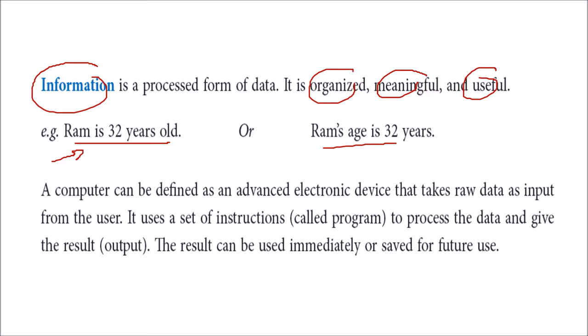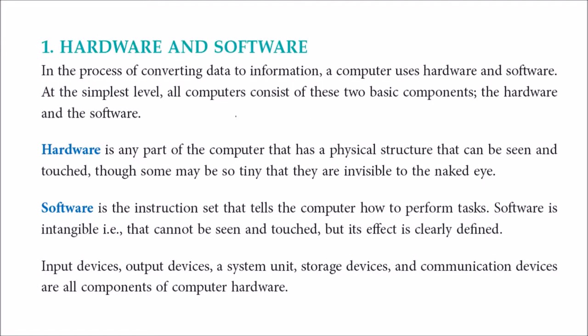So a computer can now be defined as an advanced electronic device which takes raw input from the user, and uses a set of instructions, which we call a program, to process the data and then provide the result to us, that is the output. And the result can be saved for further or future use. We'll talk about these components and other parts with respect to hardware and software.